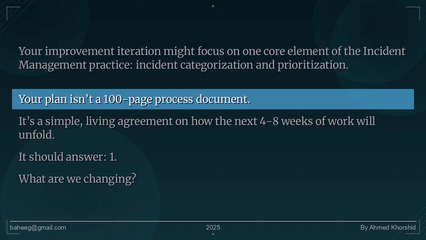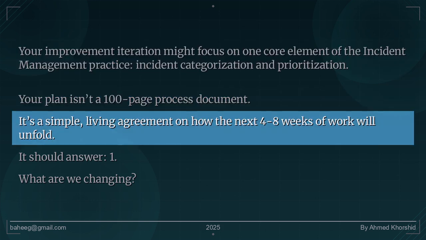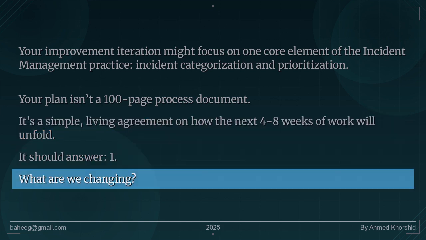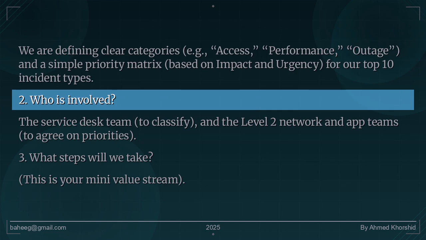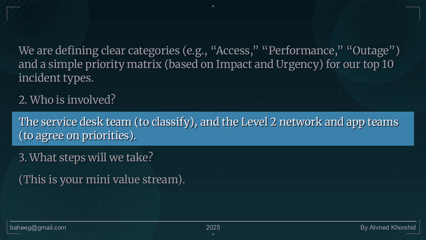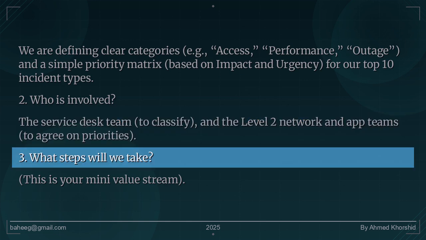Your plan isn't a 100-page process document. It's a simple, living agreement on how the next 4 to 8 weeks of work will unfold. It should answer: 1. What are we changing? We are defining clear categories, e.g., access, performance, outage, and a simple priority matrix, based on impact and urgency, for our top 10 incident types. 2. Who is involved? The service desk team, to classify, and the level 2 network and app teams, to agree on priorities.